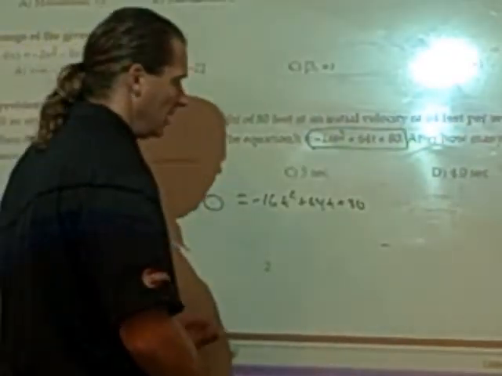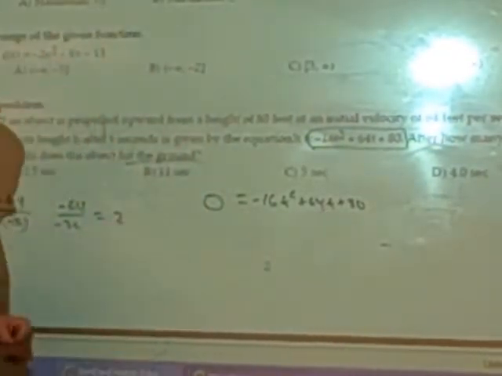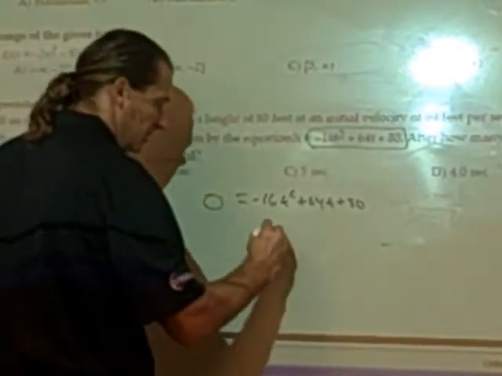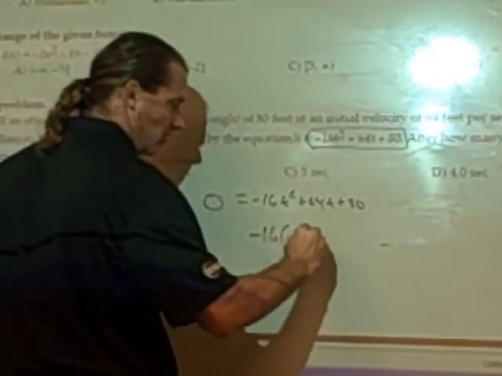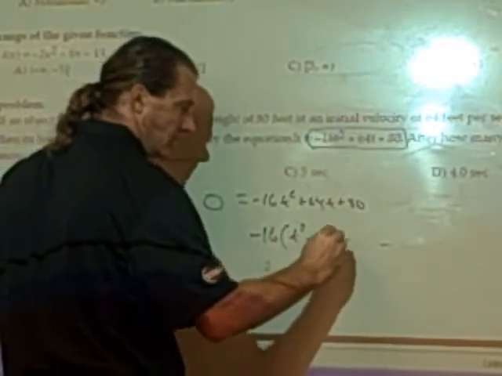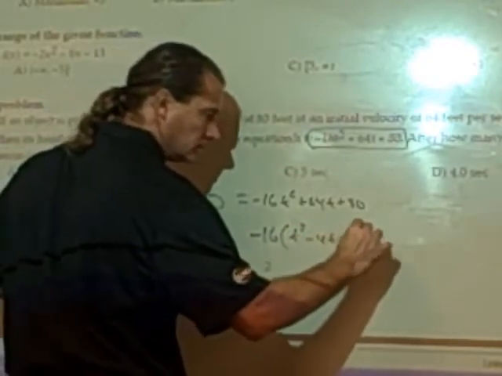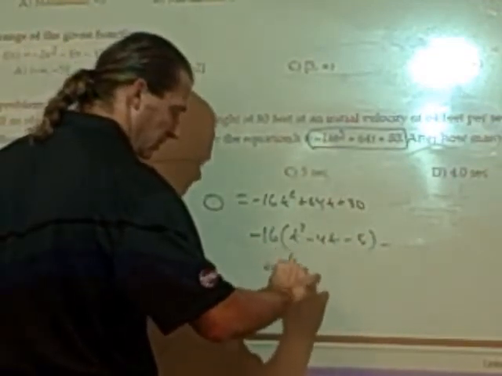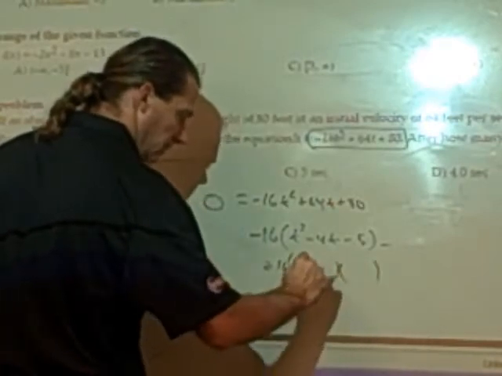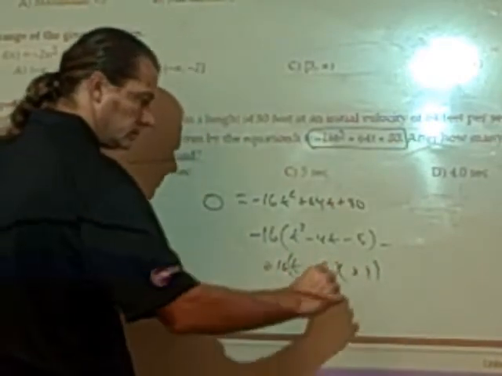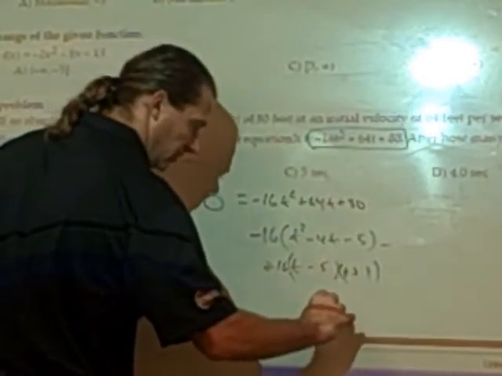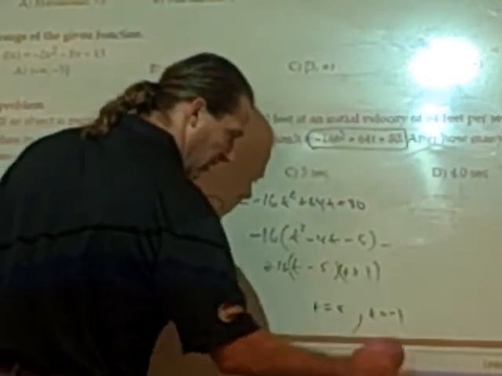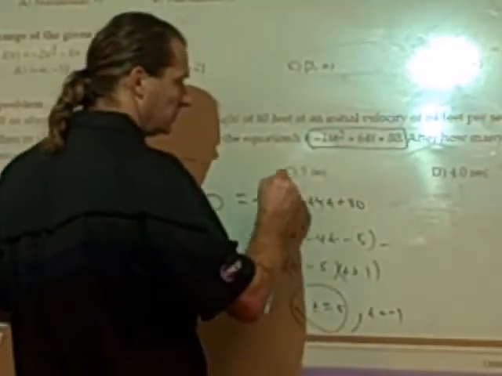You can do this by hand. You can factor out a minus 16 of that. This will be t squared minus 4t minus 5. And then you can say t minus 5, t plus 1. So you have t is equal to 5 and t is equal to minus 1. Time can't equal negative 1. Doesn't make any sense. So it must hit the ground in 5 seconds. Done by hand.